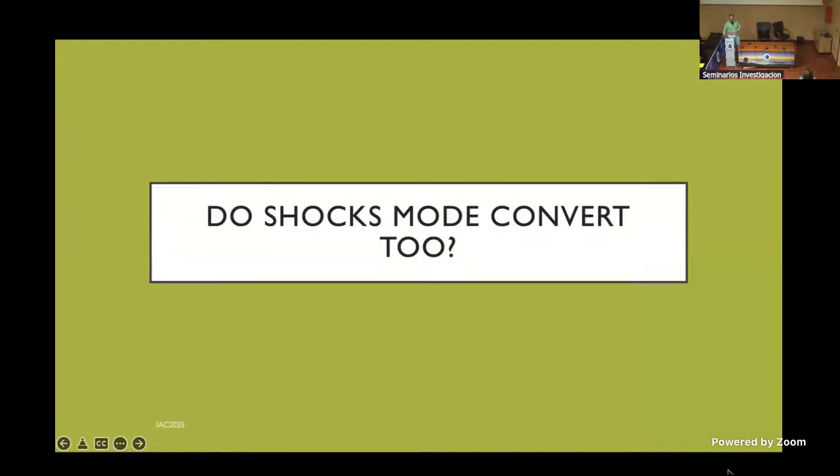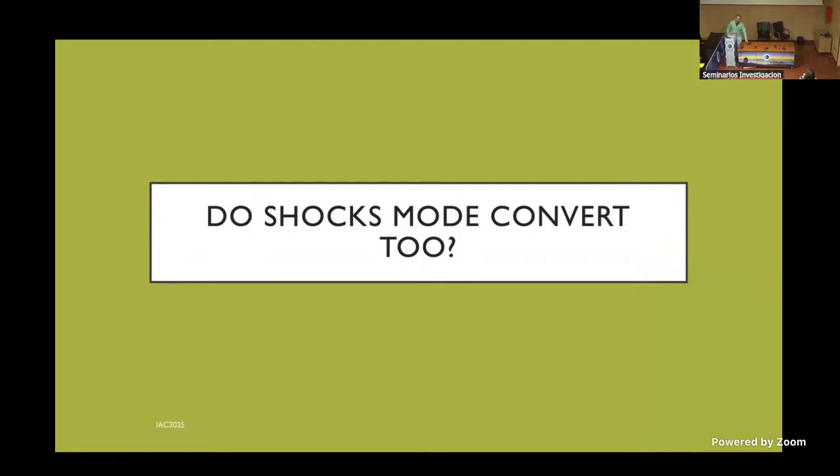Okay, so probably finish off with this. This is all linear wave theory. Everything I've done here is linear wave theory. So that mode conversion happens in the linear regime. You don't need big amplitudes.